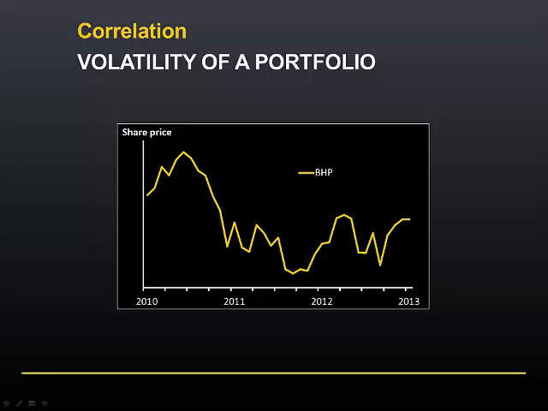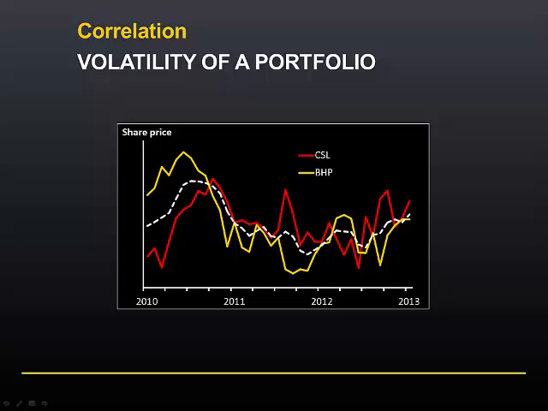Turning back to BHP's share price shown here, this time we superimpose the variation in the share price of CSL, a large pharmaceutical company. Because BHP and CSL are in different industries, we would expect them to move in different directions, at least some of the time. A portfolio of these two shares has much less volatility or risk than a portfolio of mining shares, because some of the time the variation in price cancels out.